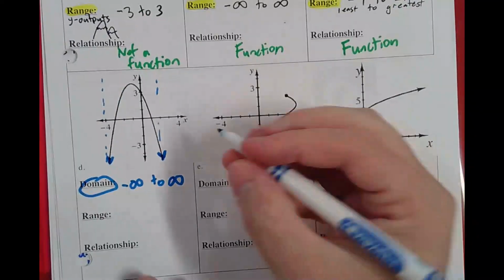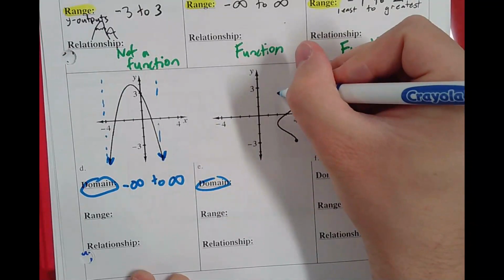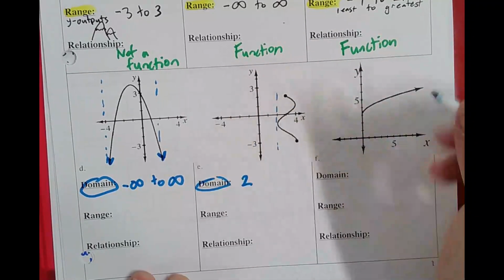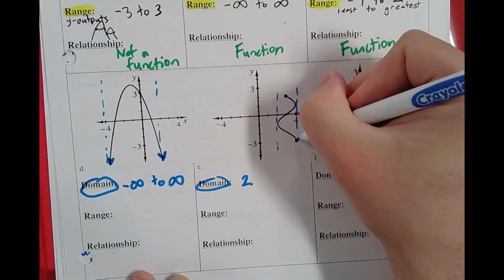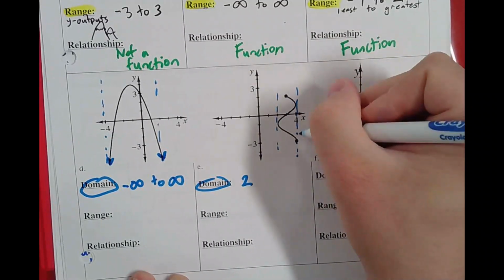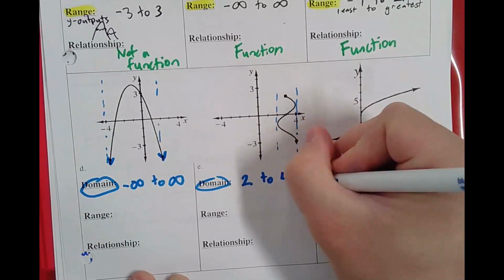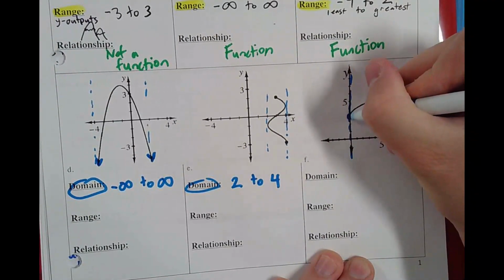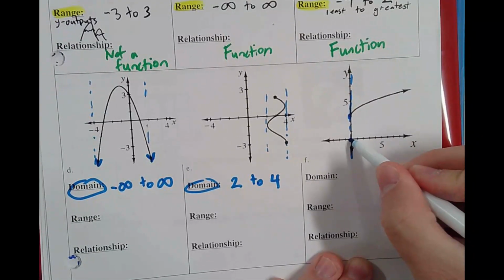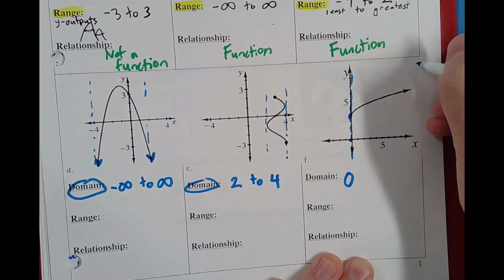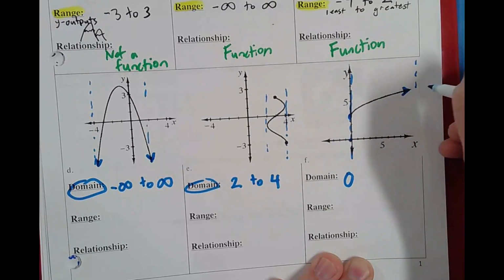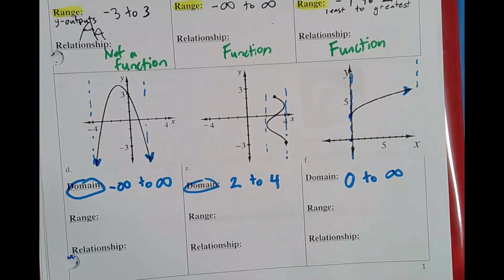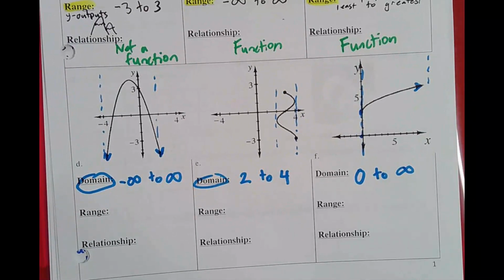Okay, let's try the next domain. Let's see if we got this one right. How far left does it go? The farthest left it goes is positive 2. And the farthest right that it goes, I hope you got this. This is a good one. The farthest right that it goes is 4. So you say 2 to 4. All right, the next one. The farthest left that this graph goes is, what x value is that? 0. And the farthest right that it goes on forever. So we're going to go ahead and say 0 to infinity. Okay, let's go ahead and check our range values.